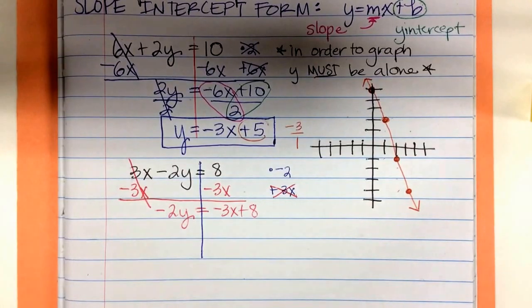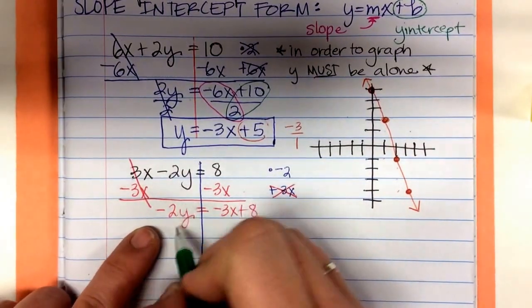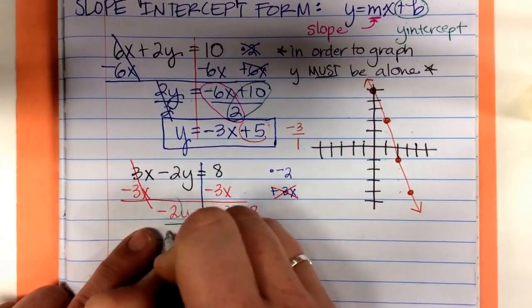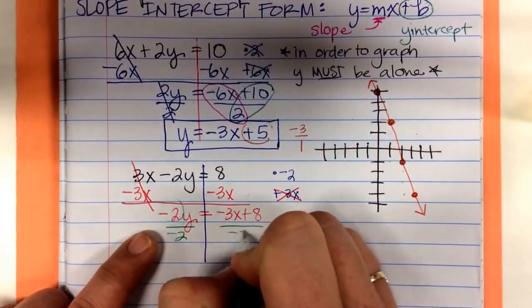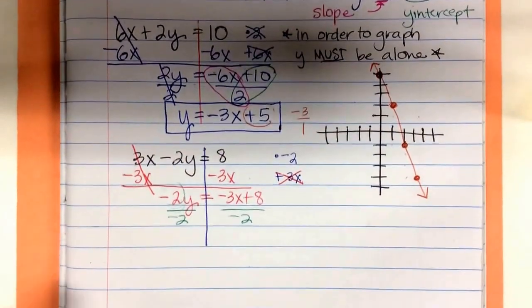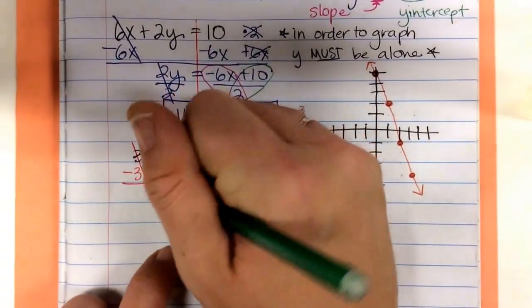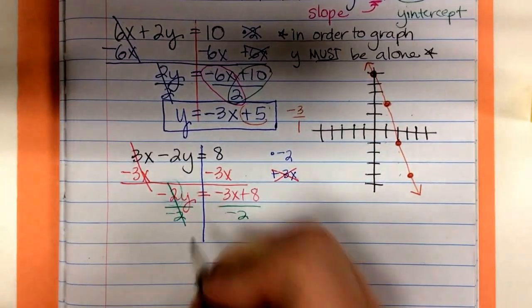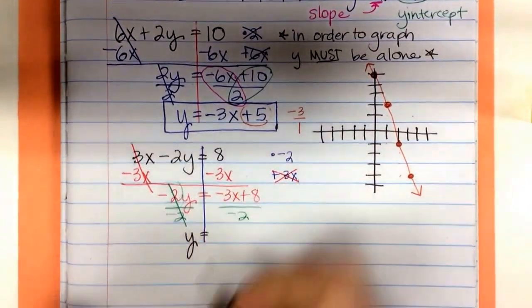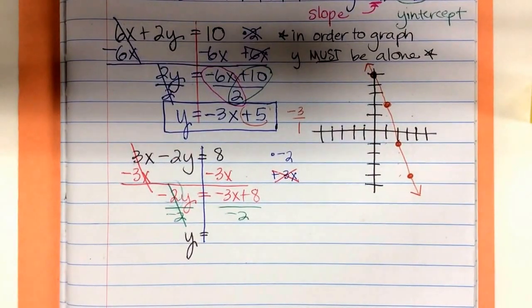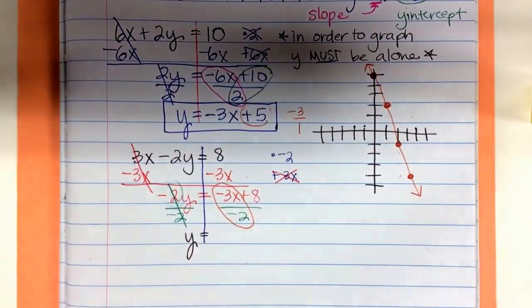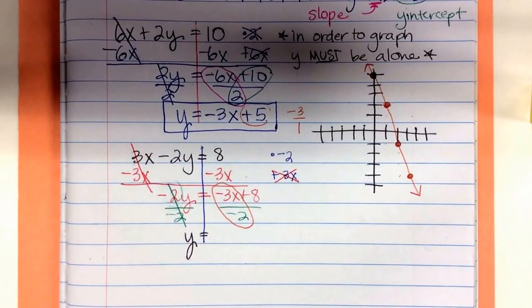My last step is this is a multiplication, so to get this away, negative 2, I have to divide by negative 2. Now y is finally alone, and I'm going to separate it out. -3 divided by -2. Do you know what it is?